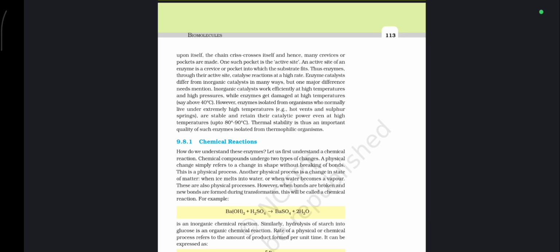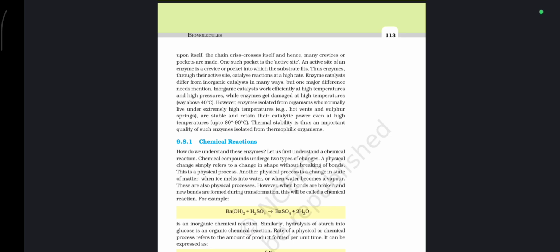Chemical reaction. How do we understand these enzymes? Let us first understand a chemical reaction. Chemical compounds undergo two types of changes. A physical change simply refers to a change in shape without breaking of bonds. This is a physical process. Another physical process is a change in state of matter, when ice melts into water or when water becomes vapor. These are also physical processes.